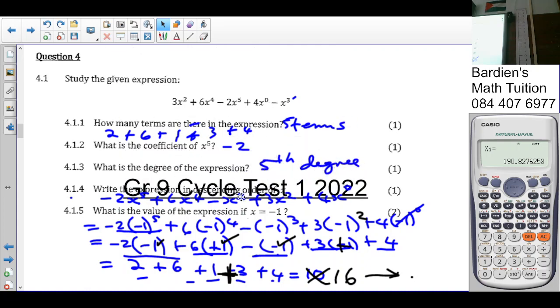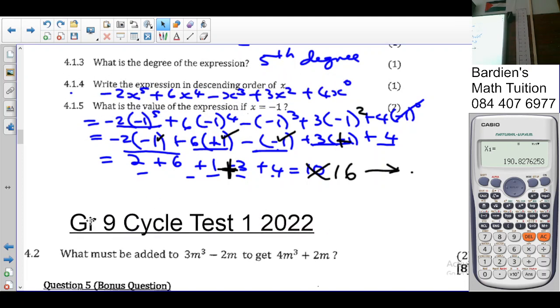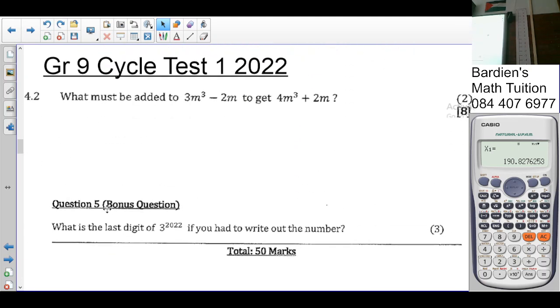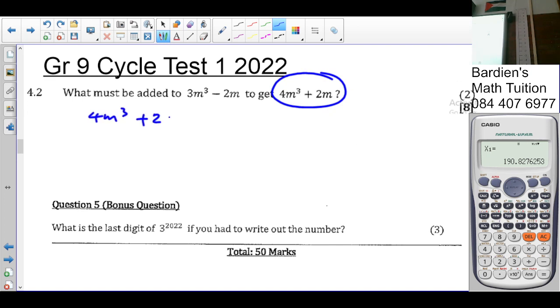Okay? Then, (4.2) we are asked what must be added to 3m cubed minus 2m to get 4m cubed. So in other words, 4m cubed is the answer. If your question is what must be added to 3 to get 8, then what do I say? 8 minus 3, which is 5. So we take this here minus this here, which is 3m cubed minus 2m.